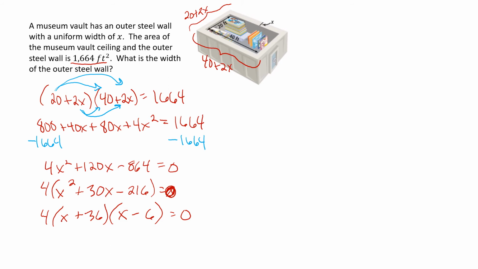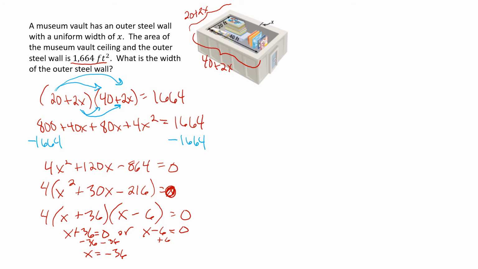Now to solve this, we have something times something equals 0. We actually have 3 things multiplied equals 0, because we have 4 times x plus 36 times x minus 6 equals 0. So x minus 6 could equal 0, or x plus 36 could equal 0, or 4 could equal 0. But we don't need to think about that because 4 does not equal 0. If x plus 36 equals 0, we can subtract 36. We get x equals negative 36.